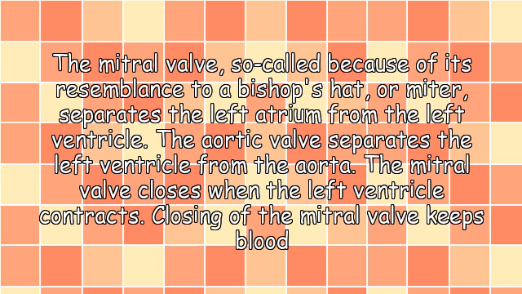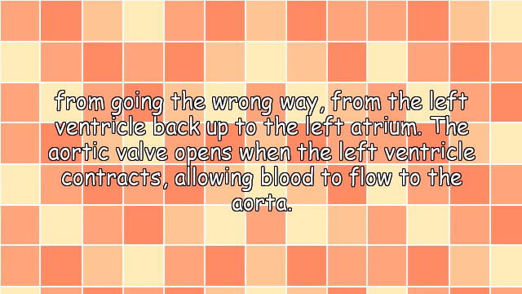The mitral valve, so called because of its resemblance to a bishop's hat or mitre, separates the left atrium from the left ventricle. The aortic valve separates the left ventricle from the aorta. The mitral valve closes when the left ventricle contracts. Closing of the mitral valve keeps blood from going the wrong way from the left ventricle back up to the left atrium. The aortic valve opens when the left ventricle contracts, allowing blood to flow to the aorta.